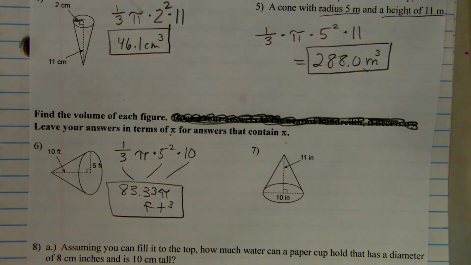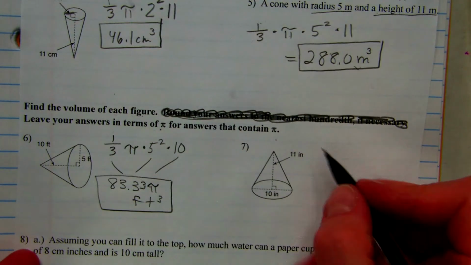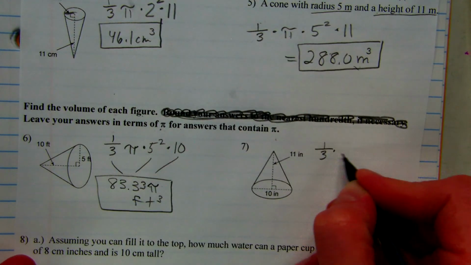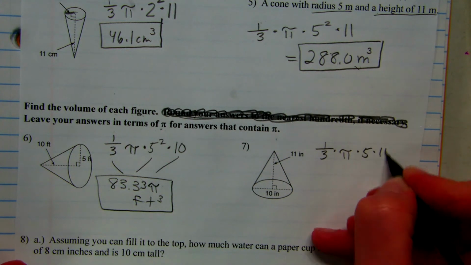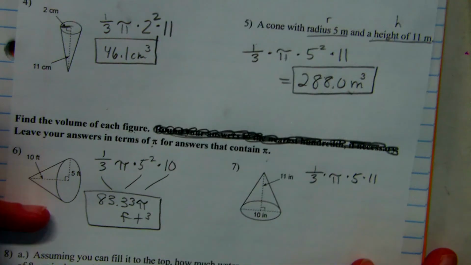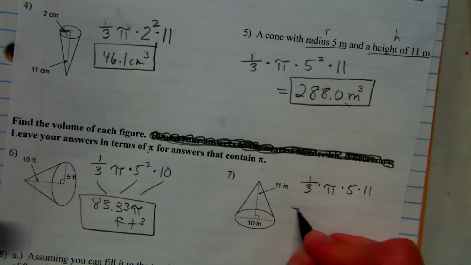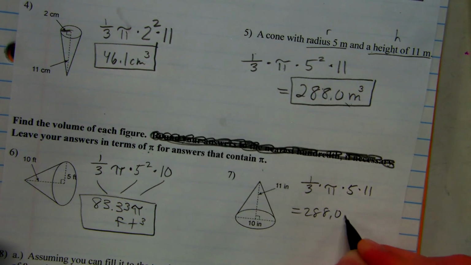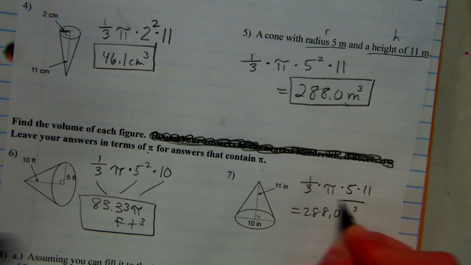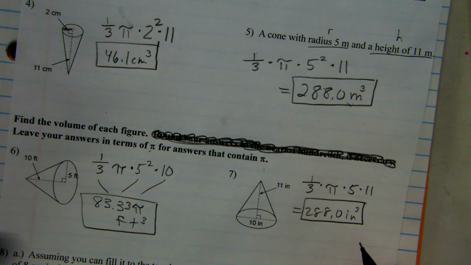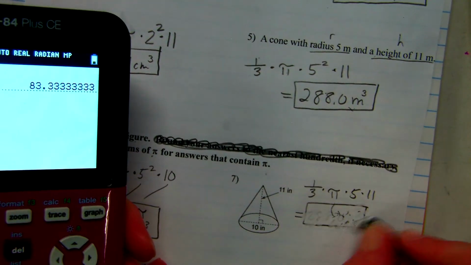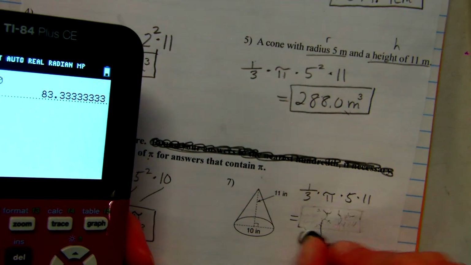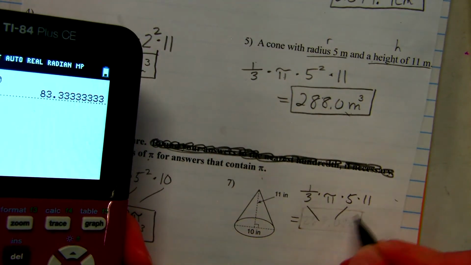All right, so let's look at number 7. So it's 1/3 times pi. What's the radius? 5. Oh my gosh, times 11. That's the same problem we just did up here. So, well, at least we know what it is. 288.0 inches cubed. So I need to regenerate some of these so it doesn't give me the same problem 3 times. Oh, and pi. Yep. So it won't be this. You're right. That would be my decimal answer, not pi. Good job paying attention.